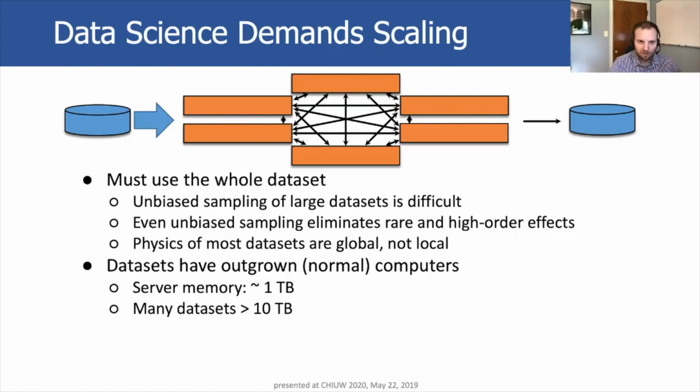Even if they are able to get an unbiased sample from their data set, there are going to be some higher order effects that they may not detect in the small sample. For example, if you imagine that you're counting all of the nodes in a graph with 4 or more edges, you're going to lose a lot of data points when you take a sample of your graph. And so data sets have over time outgrown the typical computer or server.